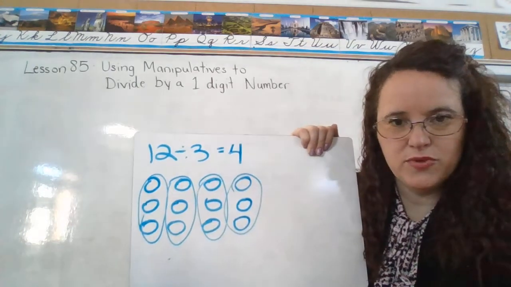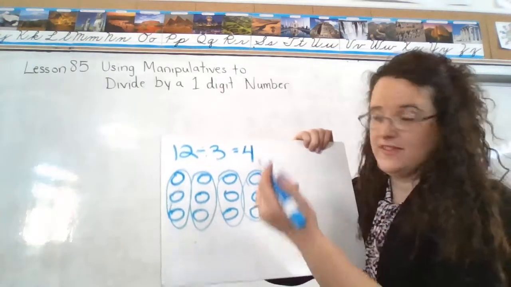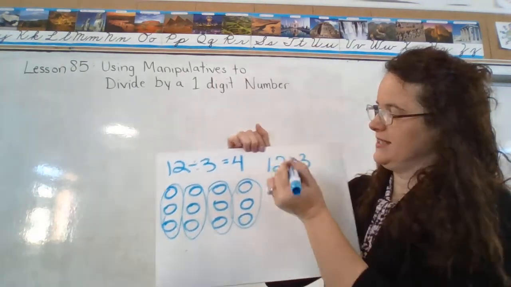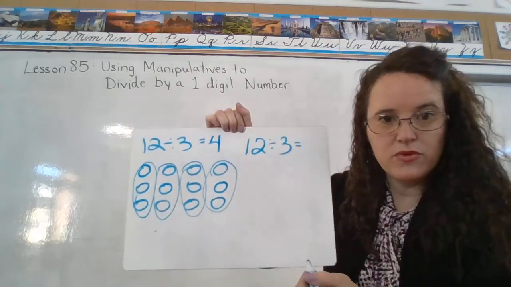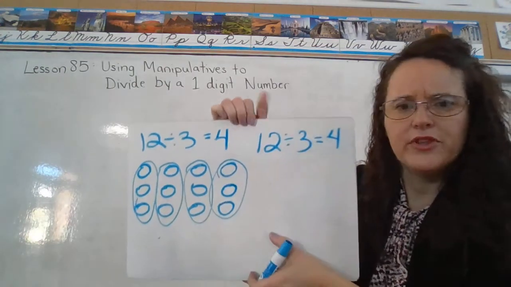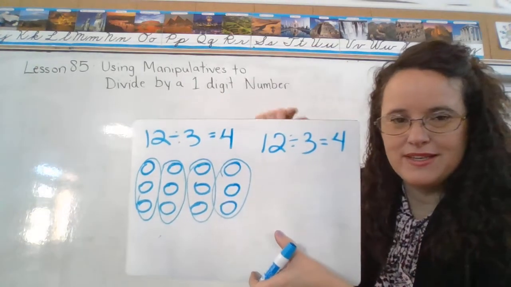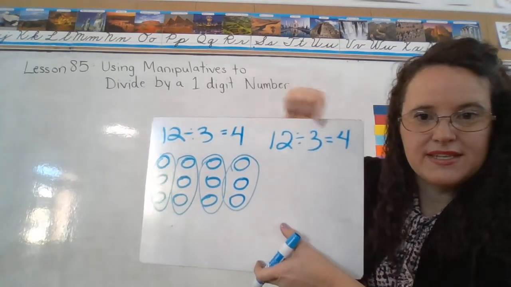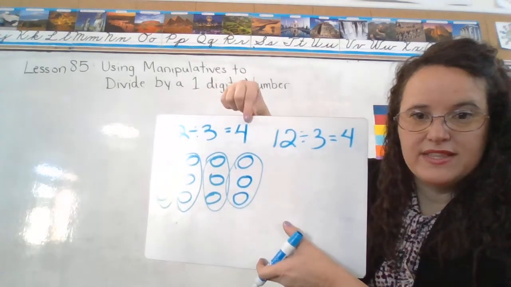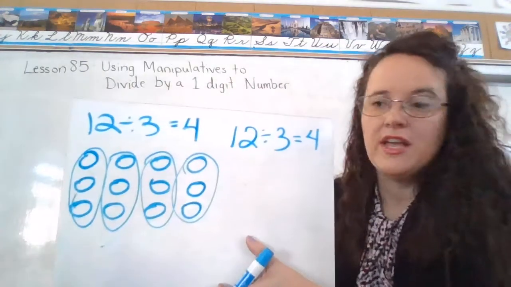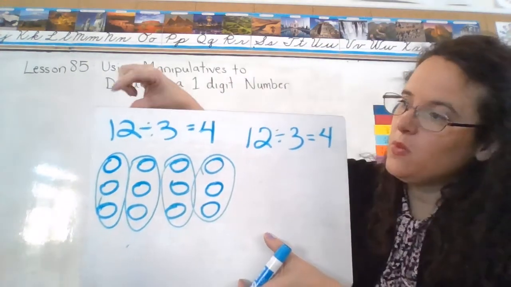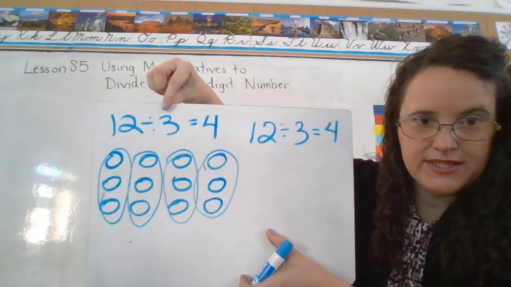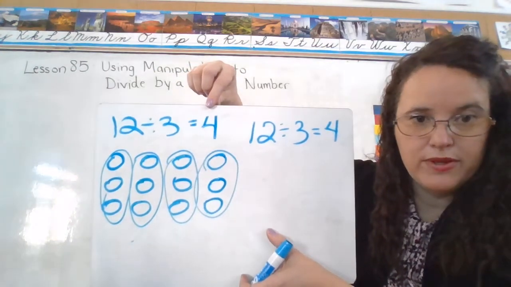How many groups do I have? That's another division problem. We started with 12 rocks. We put 3 rocks in each group. How many groups do we have? Notice that's the exact same division problem. The difference is what this number represents compared to this 3, and what this 4 represents compared to this 4. So in the first problem, we said we have 12. We want to make 3 equal groups, so there are 4 in each group.